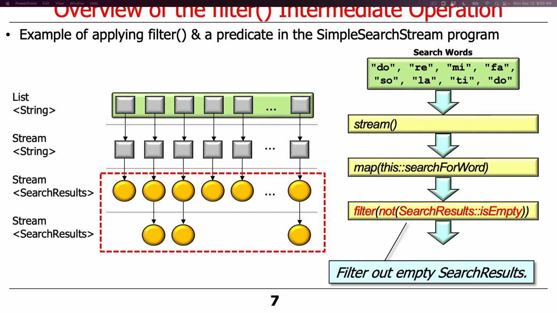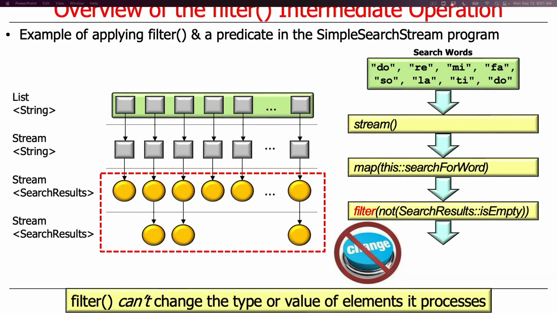So here's an example where we have applied that in the context of our running case study, the simple search stream program. And you can see here that we use this to get rid of empty search results. So if we looked for a word that was not in the input string, then filter would remove the search results that have nothing in them, because we don't want to be wasting our time with something that's not there. You'll see some other interesting examples of using filter when we look at the case study here shortly.